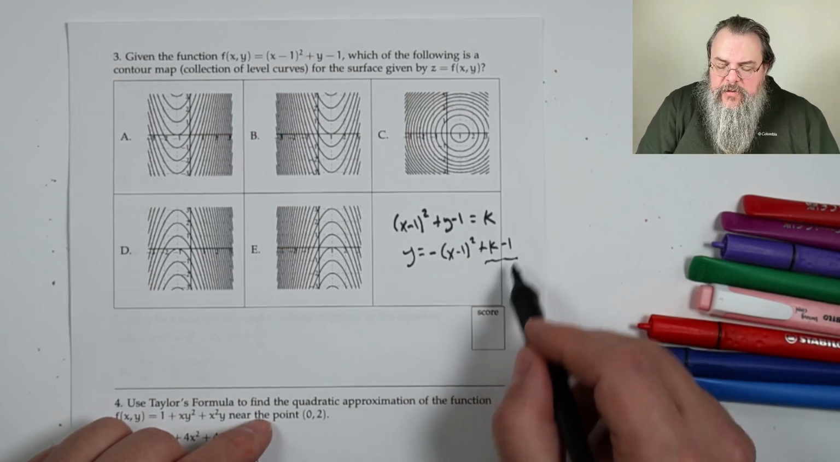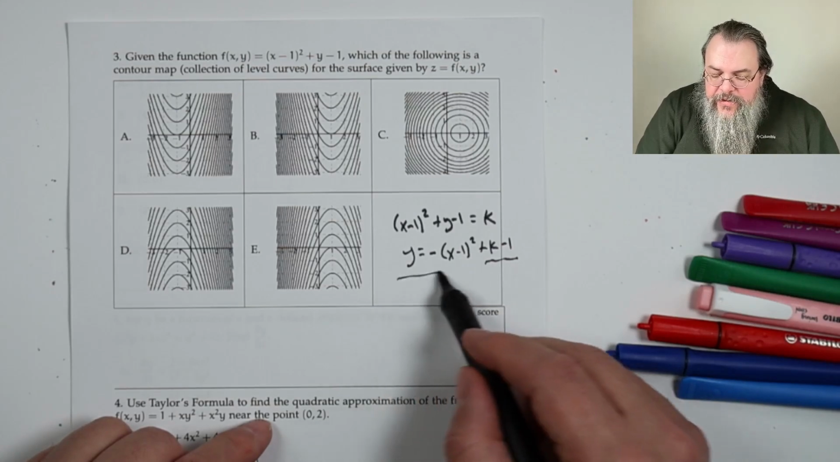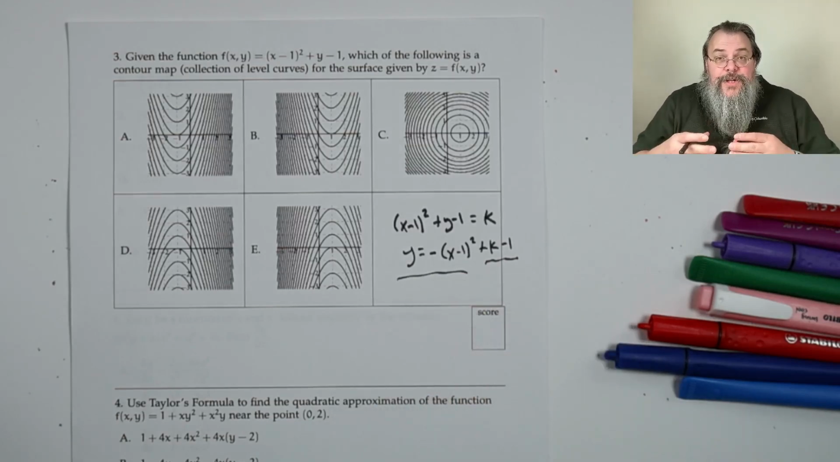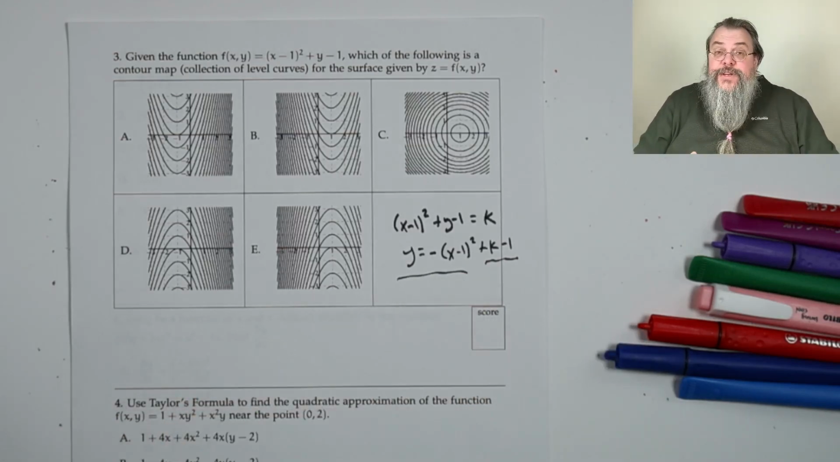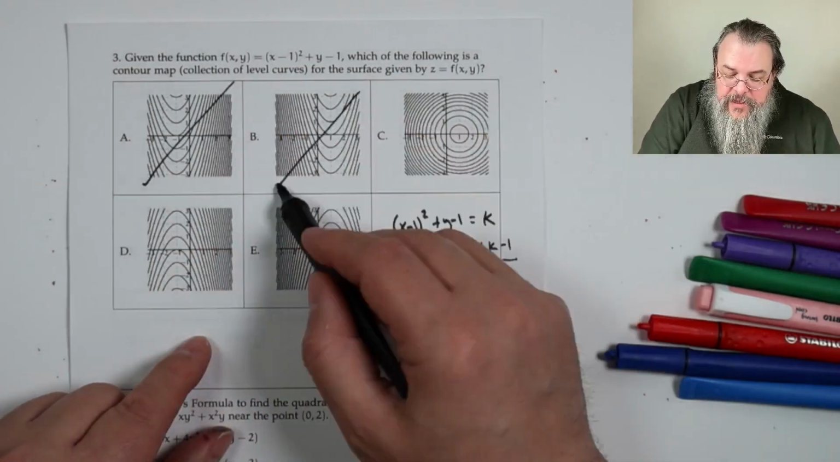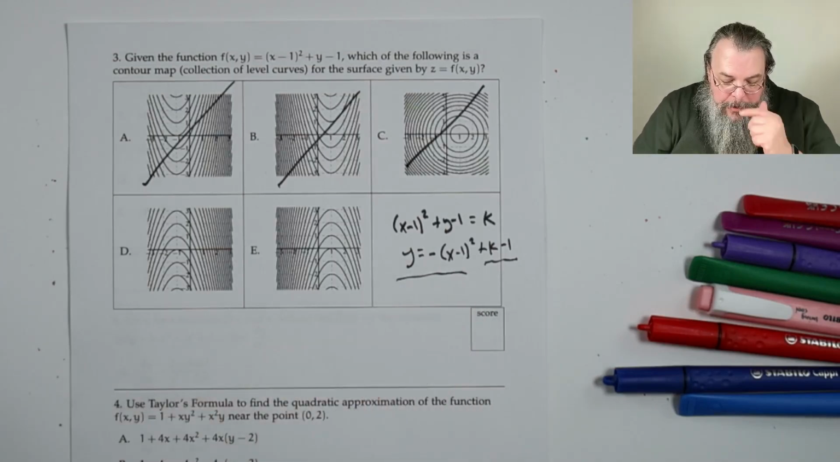Now, this k minus 1 doesn't really matter too much. It's really a shift. So we say, well, what does that look like? Well, x squared is a parabola, minus parabola going down. Okay, so that's parabola going up, circle. So those are out. So it's one of D or E.